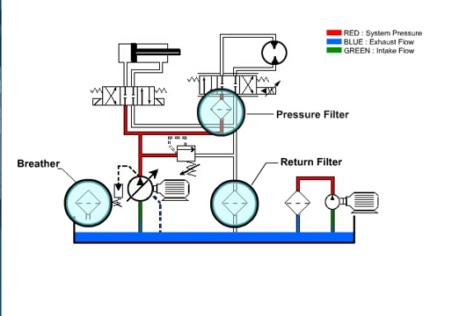Return filters best provide for maintaining total system cleanliness depending on their micron rating. They can trap very small particles before they return to the reservoir. They must be sized to handle the full return flow from the system.